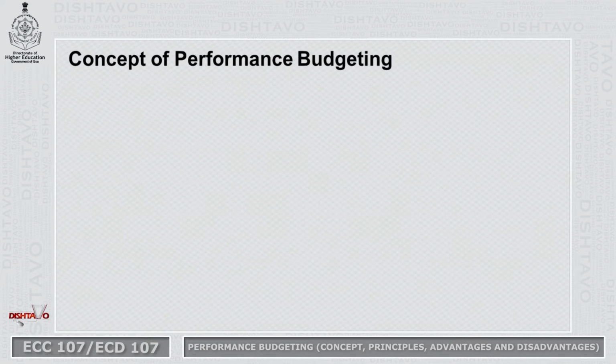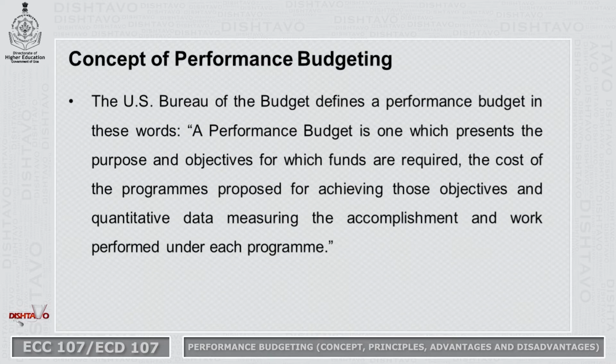So let's begin with the concept of performance budgeting. The US Bureau of Budget defines a performance budget in these words. A performance budget is one which presents the purpose and objectives for which funds are required, the cost of the programs proposed for achieving those objectives, and quantitative data measuring the accomplishment and work performed under each program.